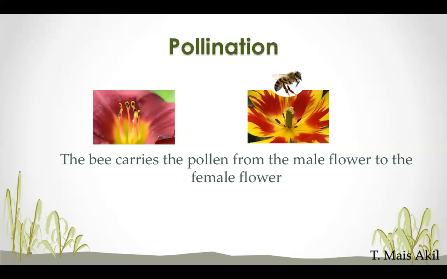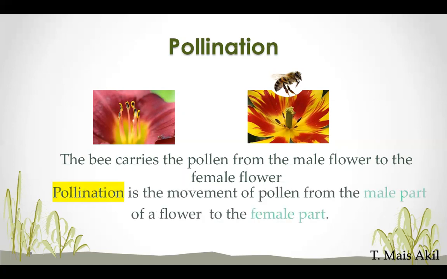So we call this process pollination. Pollination is the movement of pollen from the male part of a flower to the female part. So this is pollination. The pollen moves from the male part to the female part. After that, the female part also makes the egg. Then the pollen with the egg make the seed.